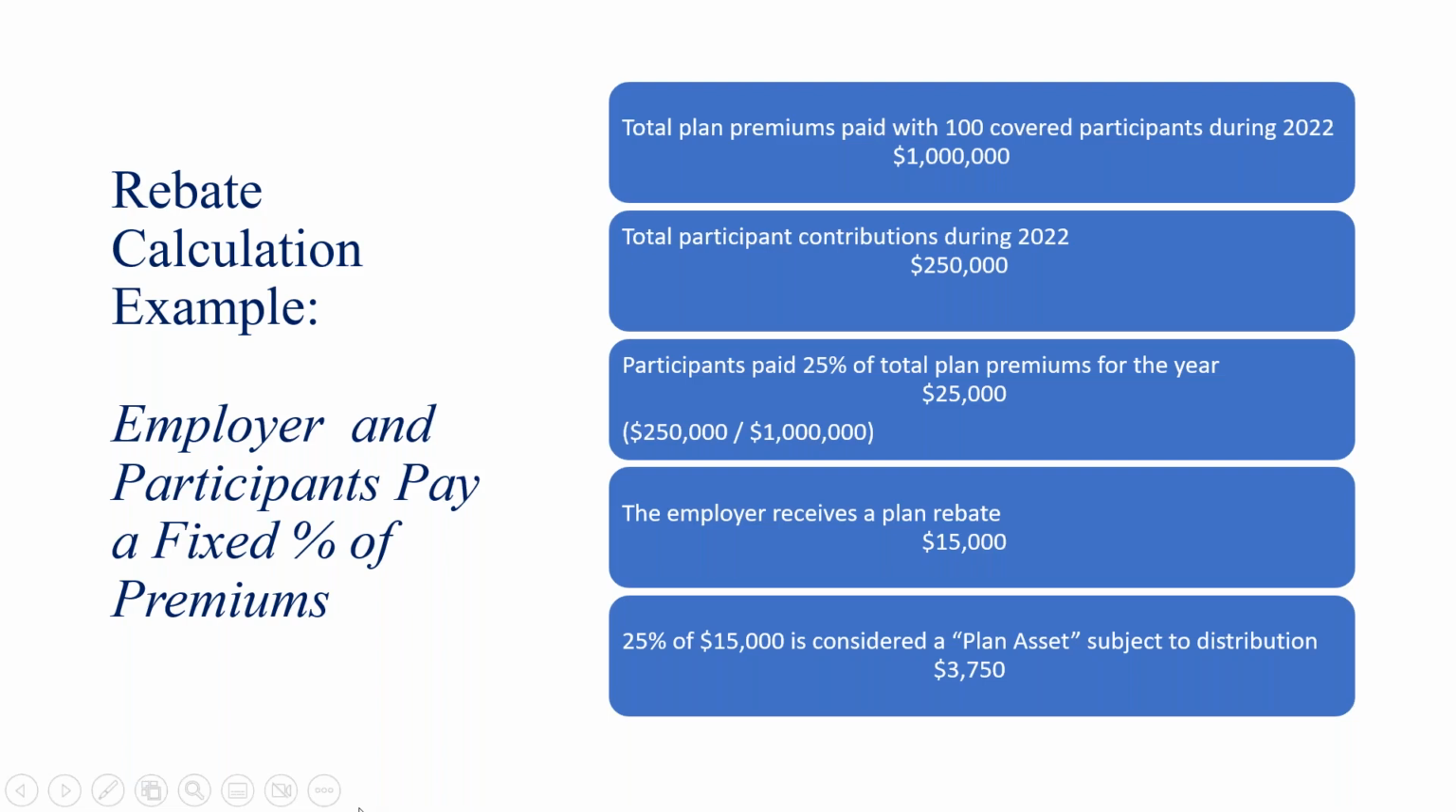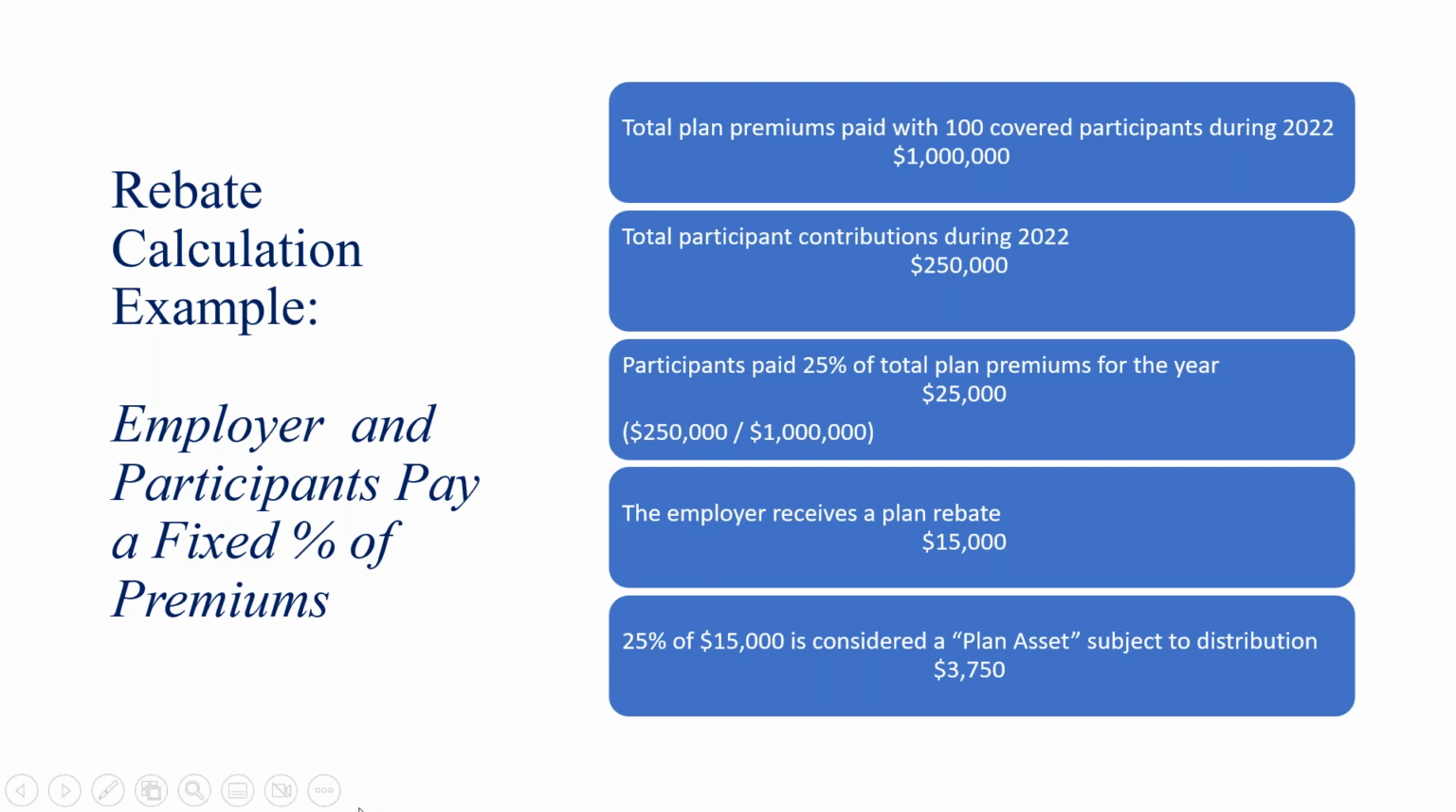25% of 15,000 is $3,750. So that's the amount of the plan asset. And now that amount needs to be divided among the 100 participants.